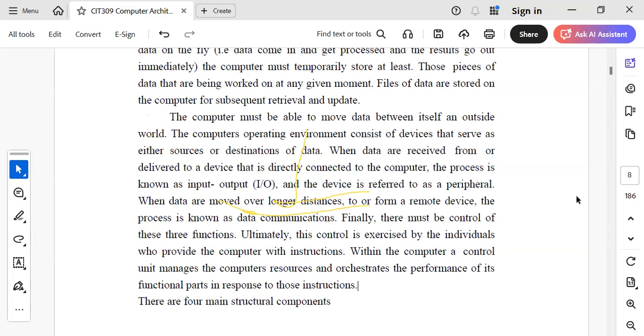So moving on. When data are received from or delivered to a device that is directly connected to the computer, the process is known as input output, and the storage is referred to as peripheral.